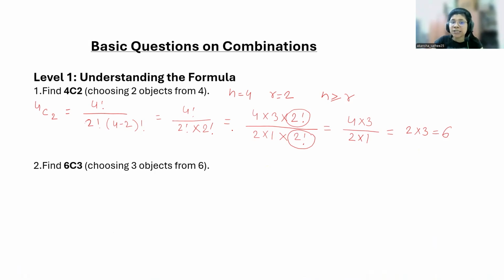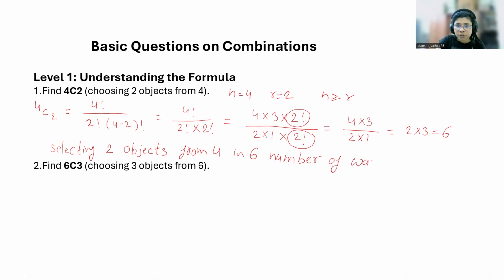So selecting, let me write it down. Selecting 2 objects from 4 in 6 number of ways. So you can select 2 objects from 4 in 6 number of ways.